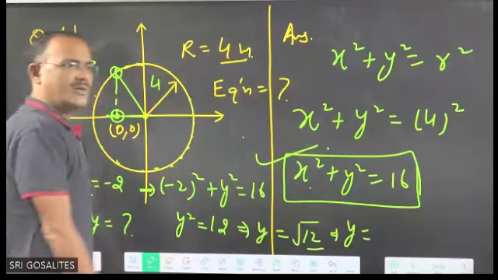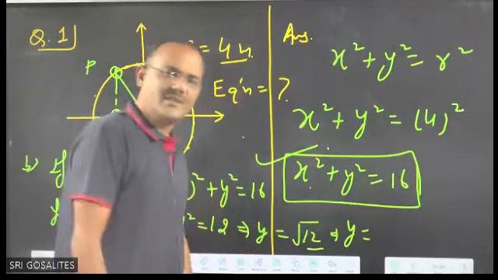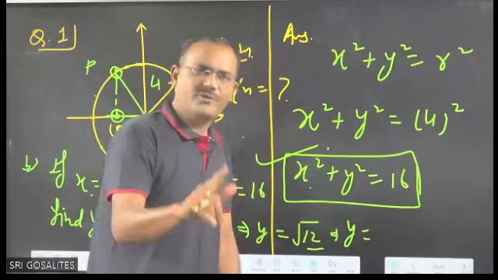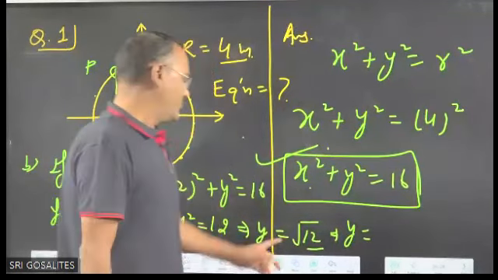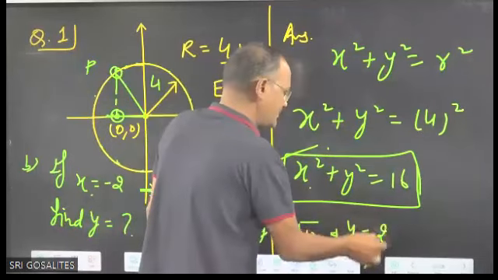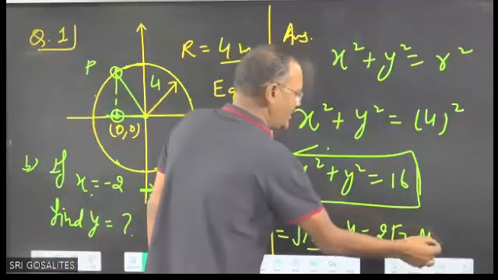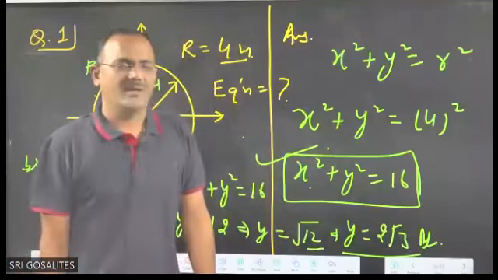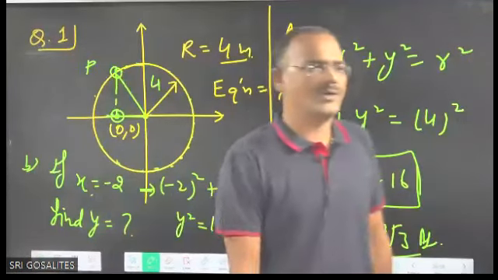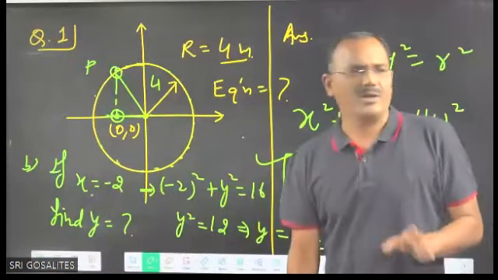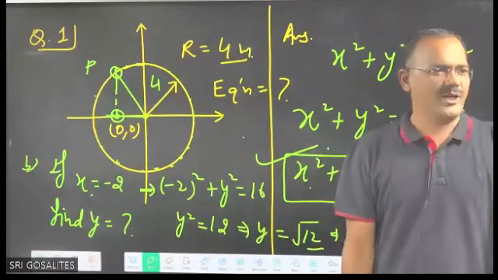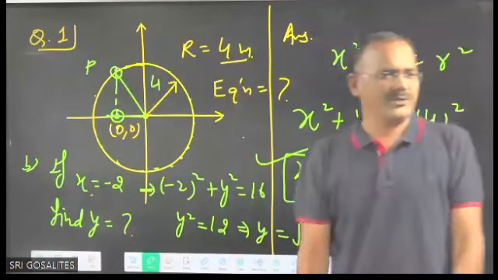4 3s are 12. 4 ka root 2. So what is the y coordinate? 2 root 3. Any problem to anyone? Come on, tell me. Is this clear to you all? बच्चों clear हुआ कि नहीं? Please type and tell me.